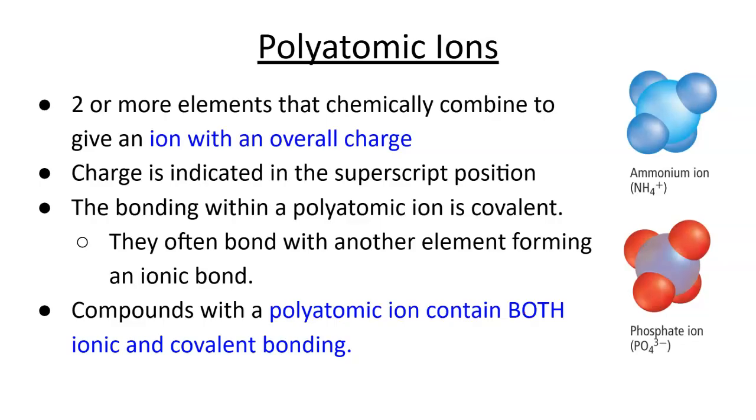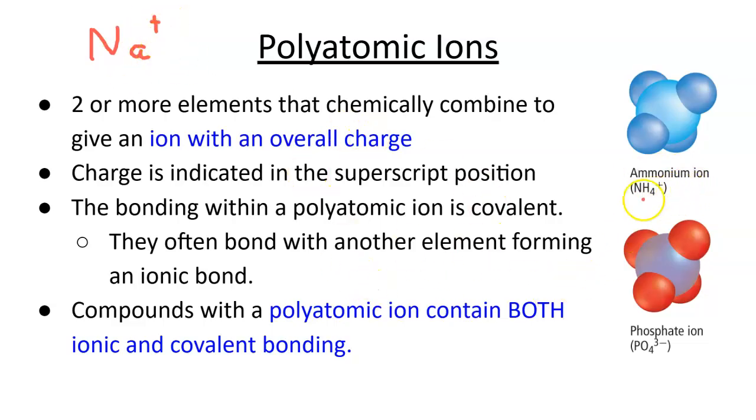What's this talk of polyatomic ions? Polyatomic ions are two or more elements that chemically combine together and give an ion with an overall charge. You're a little familiar with an ion from the previous chapter. For example, Na+ is an ion, right? Which means that a sodium atom has lost an electron to become a positive one ion.